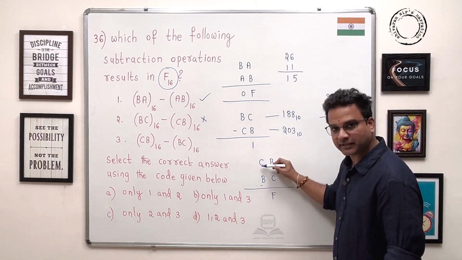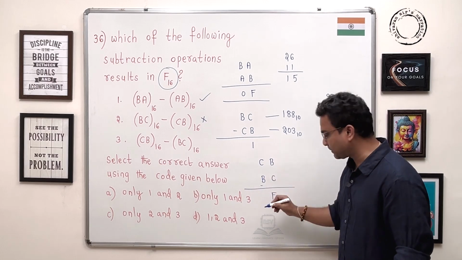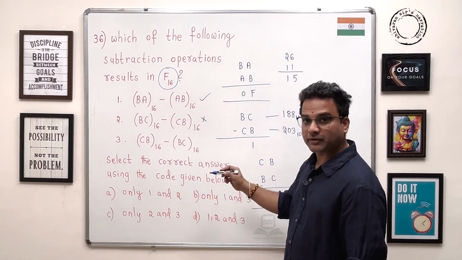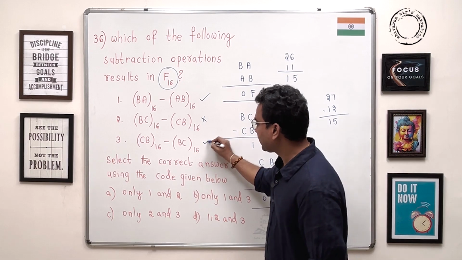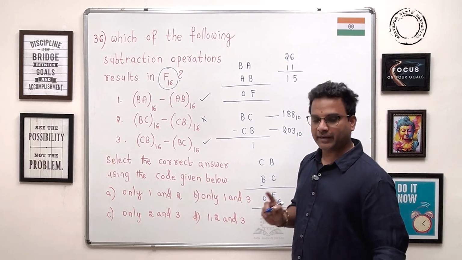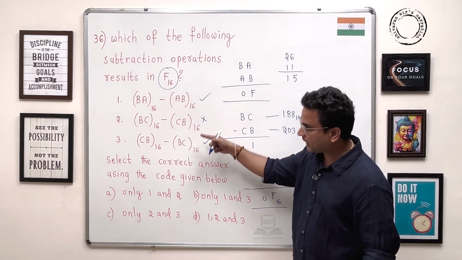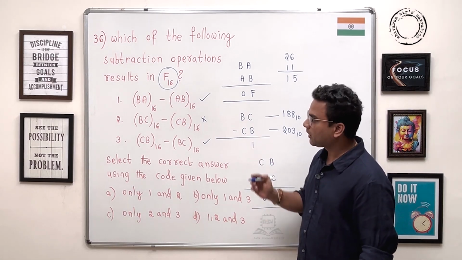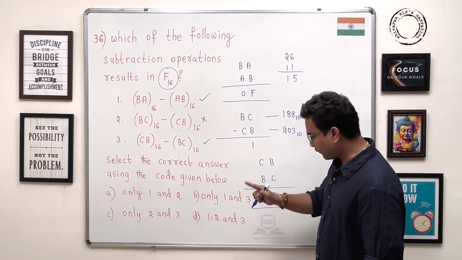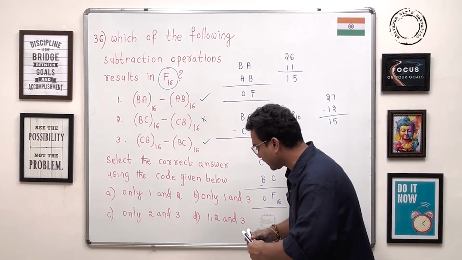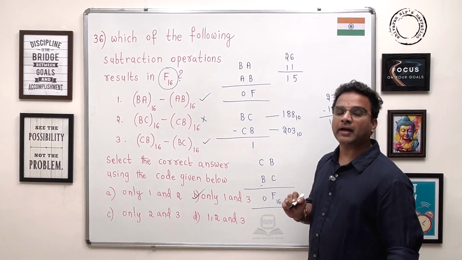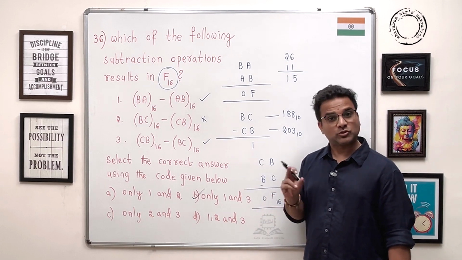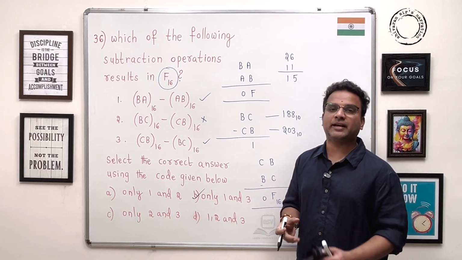Then guys, already from C, one digit went, then it is B. B minus B, 0. So 0F base 16. Hence, the third one, CB minus BC, is also giving F base 16 as the result. Hence guys, we can say that from the three options, the statements giving F base 16 are none other than 1 and 3. Hence, from the options, the right answer is option B. Only 1 and 3. In this way, guys, you need to know every method so that you can reach the answer as early as possible.